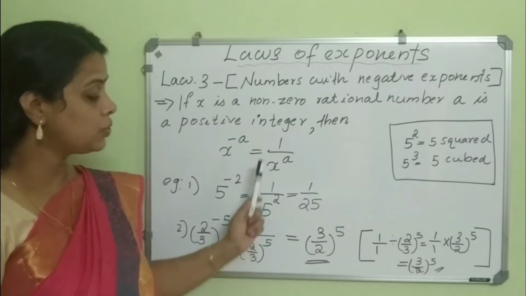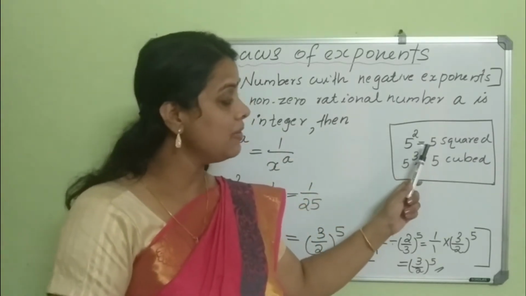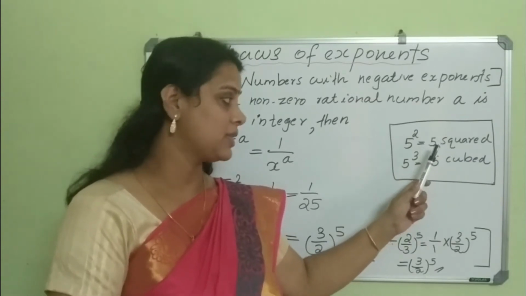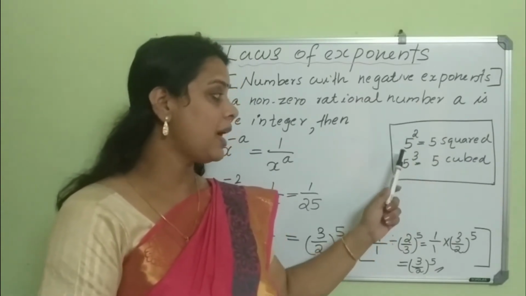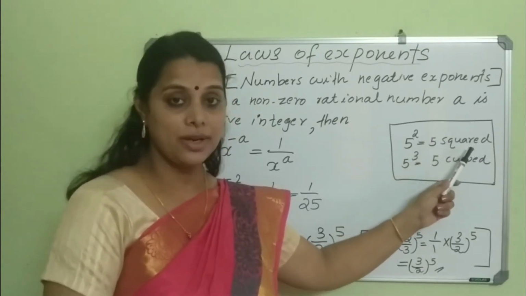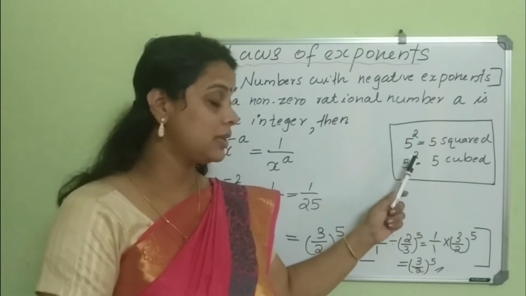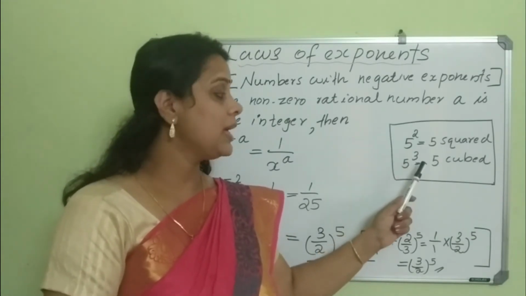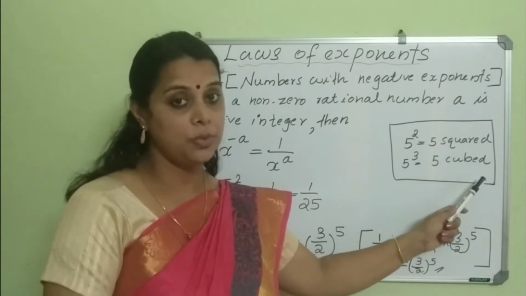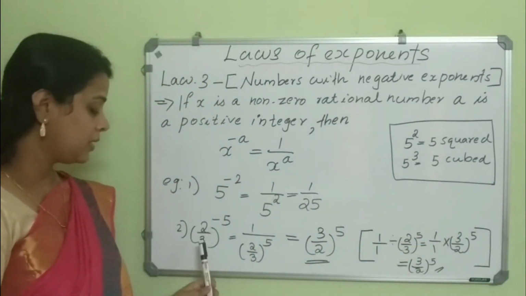See, 5 raised to 2, we have another name. Some powers have special names. 5 raised to the power 2, we can read as 5 squared. If the exponent is 3, 5 raised to the power 3, we can read as 5 cubed. See the next example of this law.